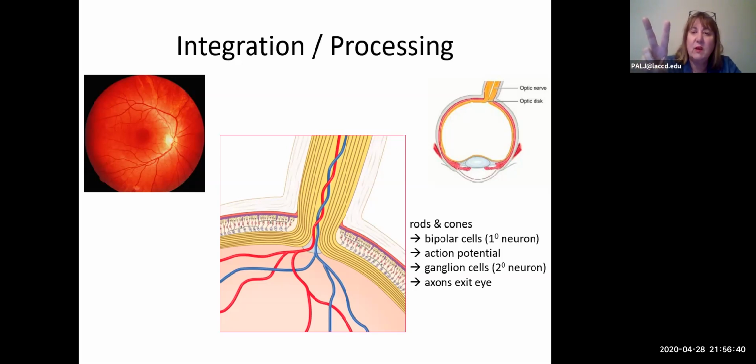That synapses with bipolar cells. That bipolar cell is considered the primary neuron. That synapses with a ganglion cell. That ganglion cell is considered the secondary neuron. It exits the eyeball through the optic disc, or the axons of all the ganglion cells exit the eyeball through the optic disc to form the optic nerve.